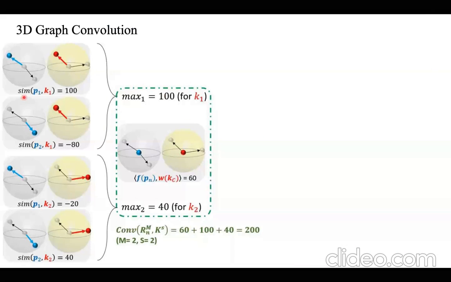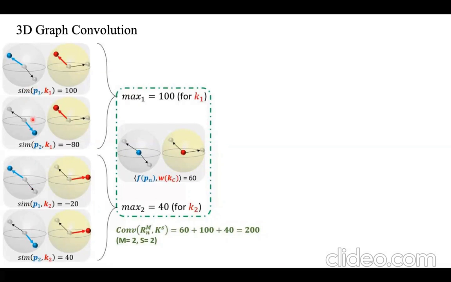What they do is, here P1, P2 are the points from the neighborhood, and K1, K2 are the support in the kernel. They are the kernel points. For each kernel point, and with each actual point in the neighborhood, they compute something called similarity. This is the equation. To compute this, they use the directional vectors from the neighborhood and the directional vector of the kernel.